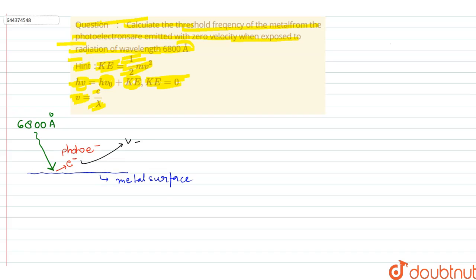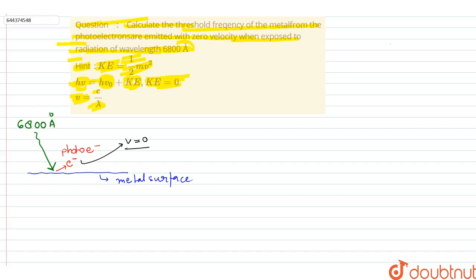So here in this question they are talking about the photoelectric effect. So in the photoelectric effect, what happens? Suppose this is a surface of metal. It can be any metal. So what they are trying to say, on this metal surface there is an incoming radiation whose wavelength is given to you, that is equal to 6800 Armstrong, and on this radiation falling on this metal surface there is ejection of an electron, that is a photoelectron is emitted, and the velocity of this electron is equal to 0.